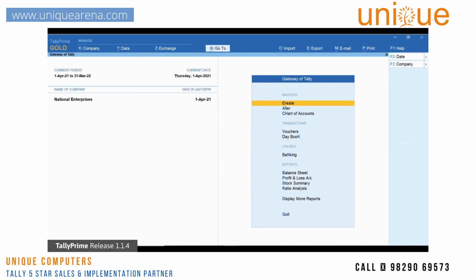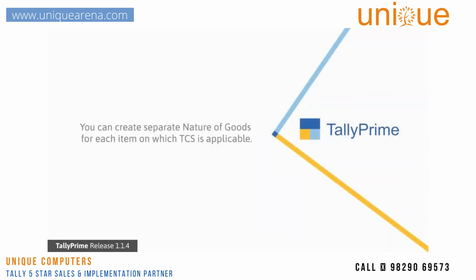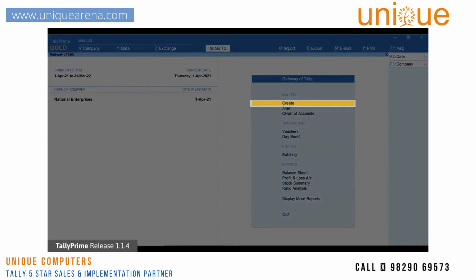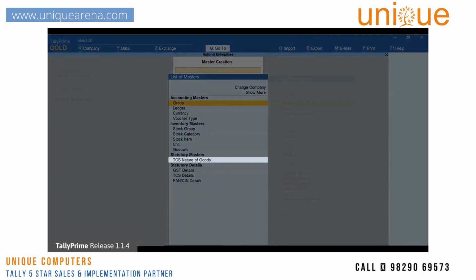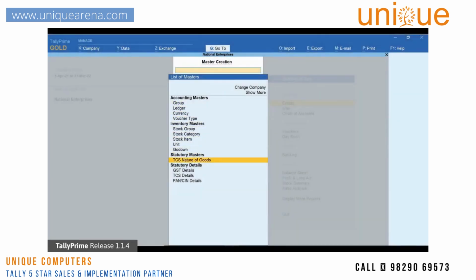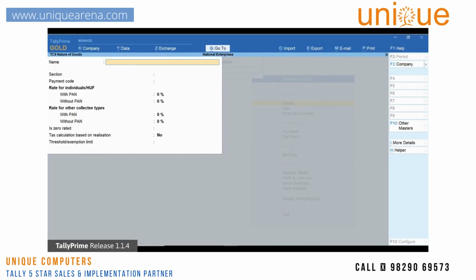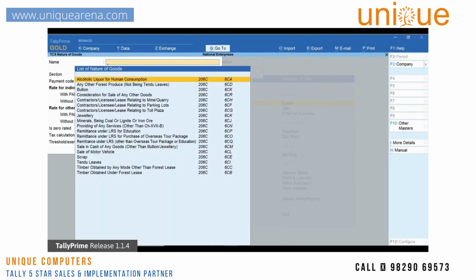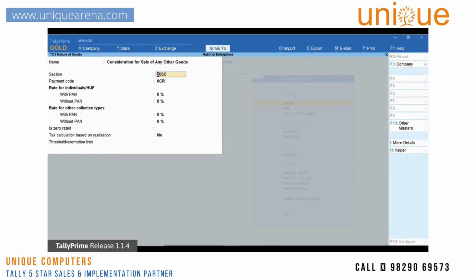Once TCS is enabled, you can start creating TCS related details. The different items on which TCS is applicable are called nature of goods. You can create nature of goods in TallyPrime for the TCS applicable goods you deal with. Go to Create in Gateway of Tally and select TCS nature of goods under Statutory Masters. Enter the name of nature of goods. You can use the Helper button to select the predefined nature of goods names.